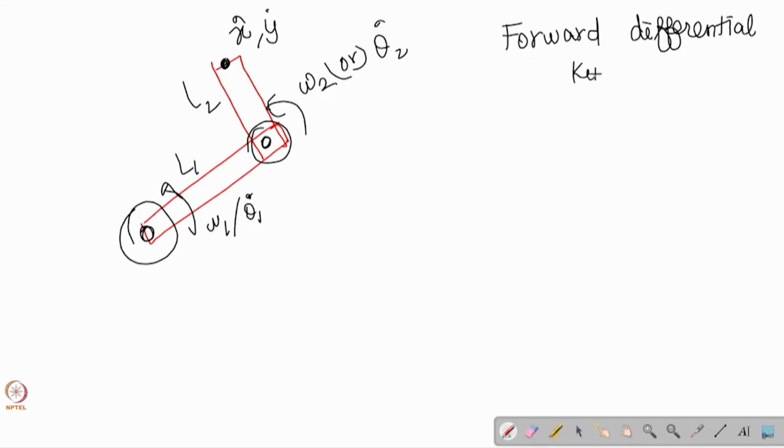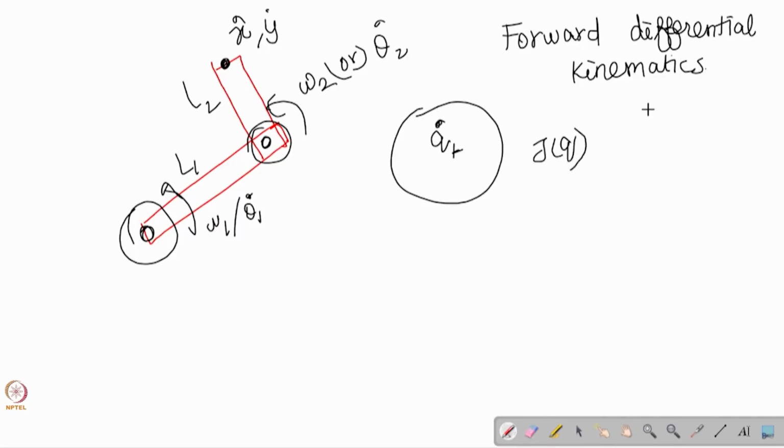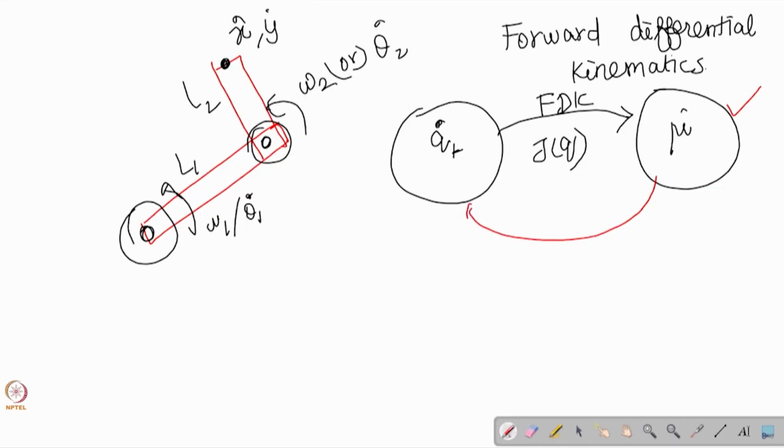So this is what is forward differential kinematics. What that means is q dots are known, and J of q is known, and you are trying to find out mu dot. This is what you call forward differential kinematics. Now the other way around: the mu dot is known, and you are trying to find out q dot. So then you use the J inverse of q. This is what you call inverse differential kinematics.